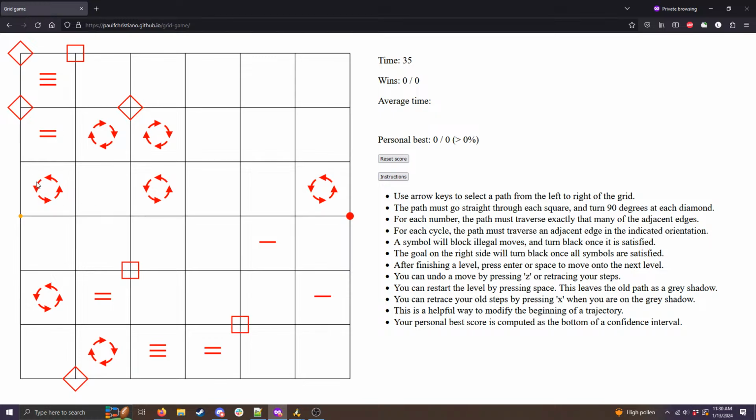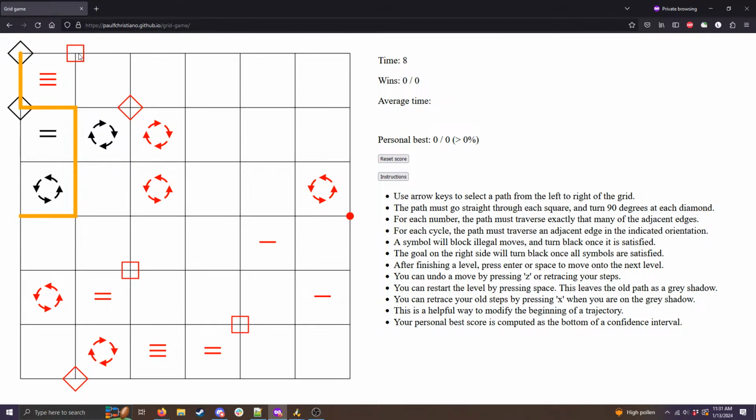So for these little cycles, you have to cross over one of the edges adjacent to them, but you can't go around them in the wrong direction, meaning I can't go up here because the cycle is going down. Now for these diamonds, what the diamonds mean is that you have to reach them and then turn. So I can't go straight, but I can go through them and then turn around.